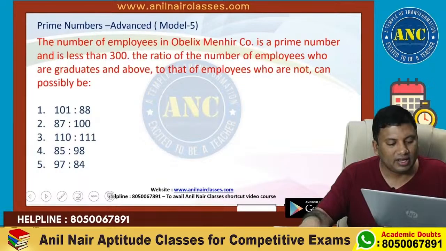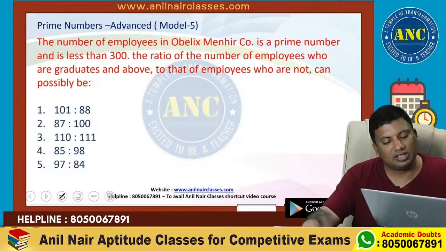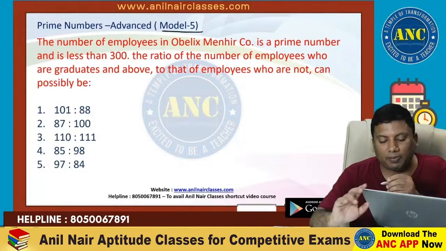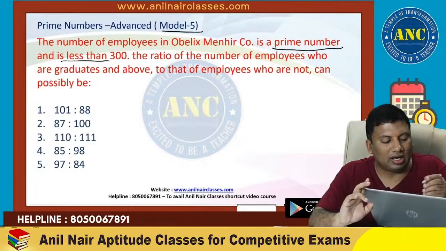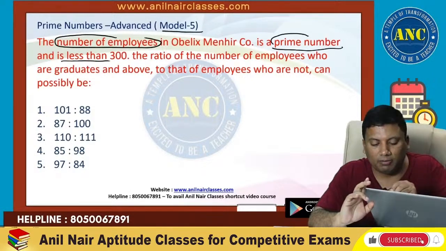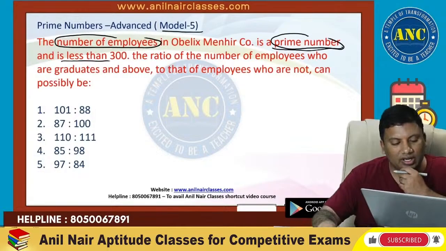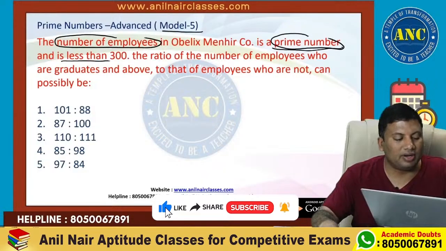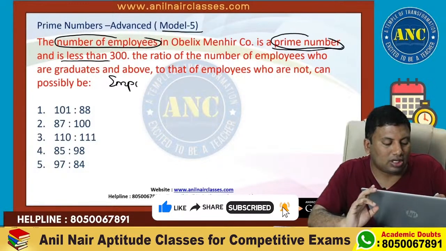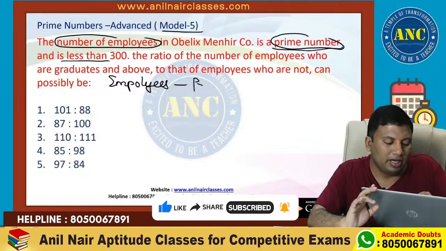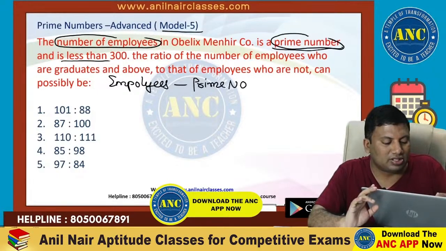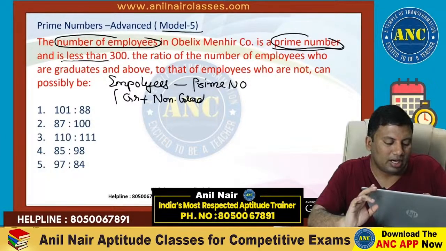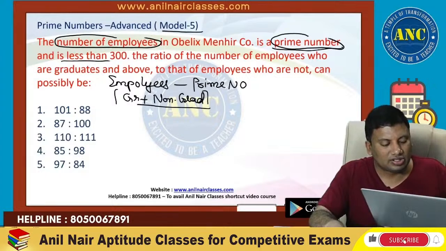Next one, another question. See here, the number of employees. This is again a CAT level question. The number of employees in the company is a prime number less than 100. The total number of employees is a prime number. This is the root cause of the problem. The ratio of the number of employees who are graduates and above and those who are not graduates can possibly be... So the total number of employees should be a prime number, and some are graduates and some are non-graduates. The sum should be a prime number.